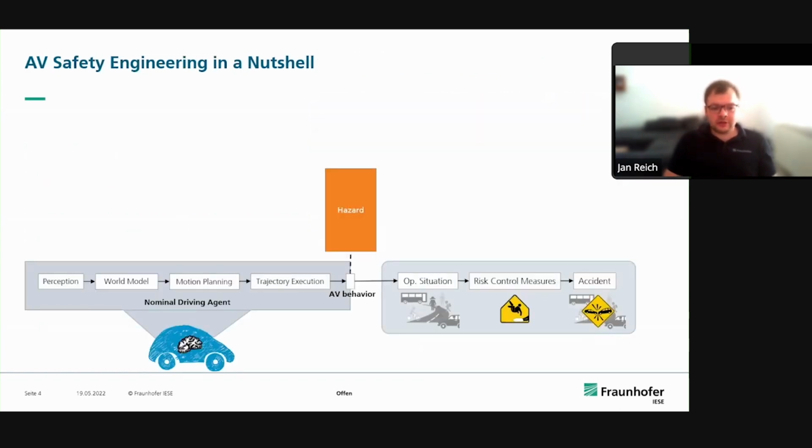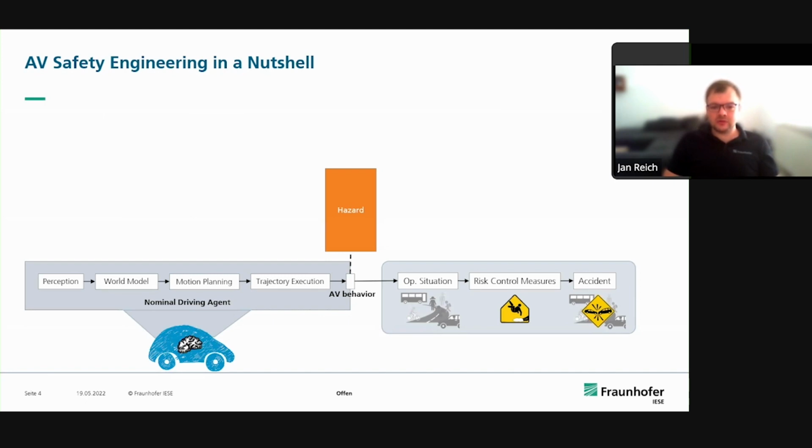So if we are looking at a common nominal driving agent, then the basic sense-plan structure is composed of a perception stack that is populating a world model with relevant information, and a motion planner that is generating ego trajectory candidates to be followed. And these trajectories are then executed and form the externally visible AV behavior. And if we look at that from a safety perspective, then basically an accident can occur if somehow a hazard is occurring with respect to an AV behavior.